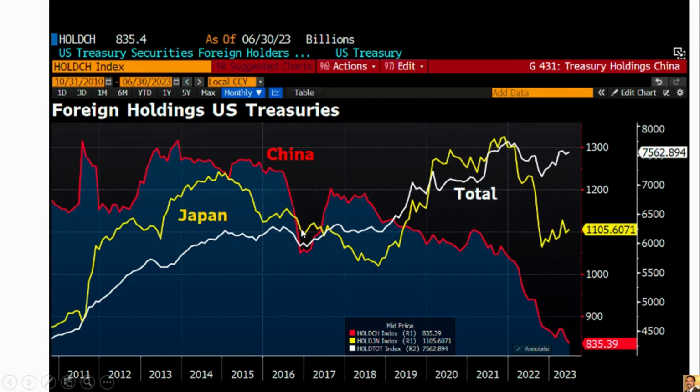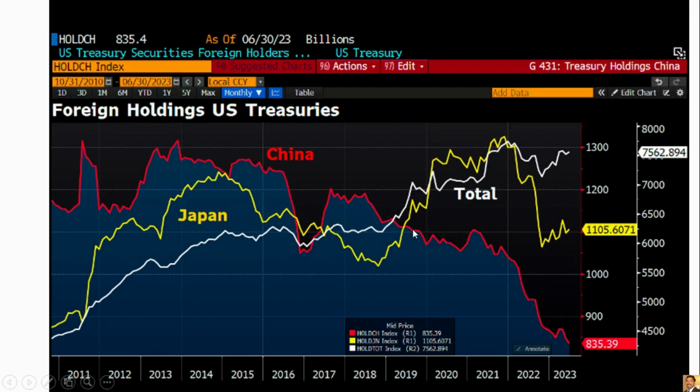Japan is selling US Treasury bonds and buying their own bonds to keep their economy up. And China is also dumping a lot of US Treasury bonds. You can see that the red line came down from almost 1200 to 835. So these two are putting a lot of pressure on the treasury bonds.